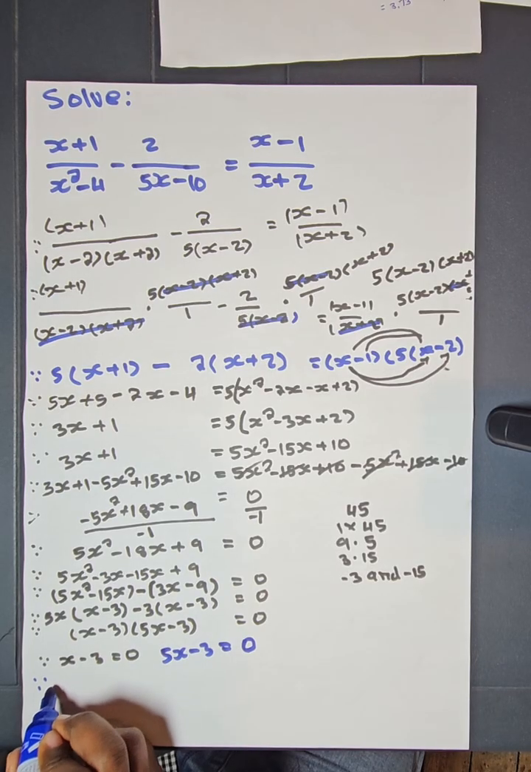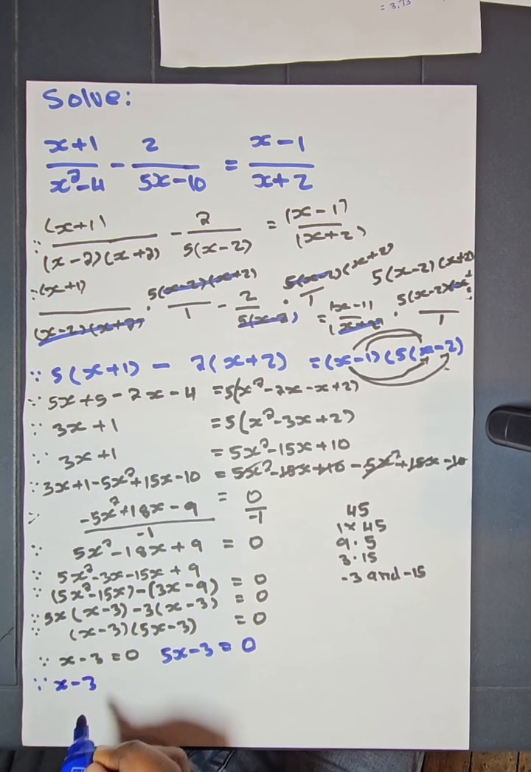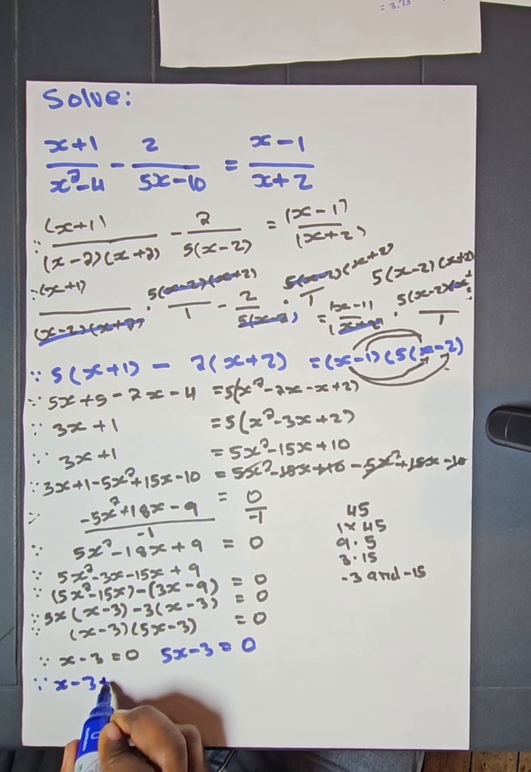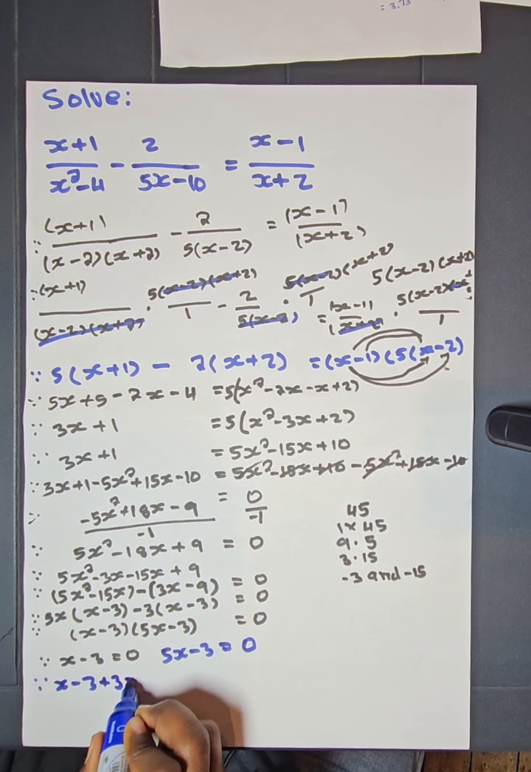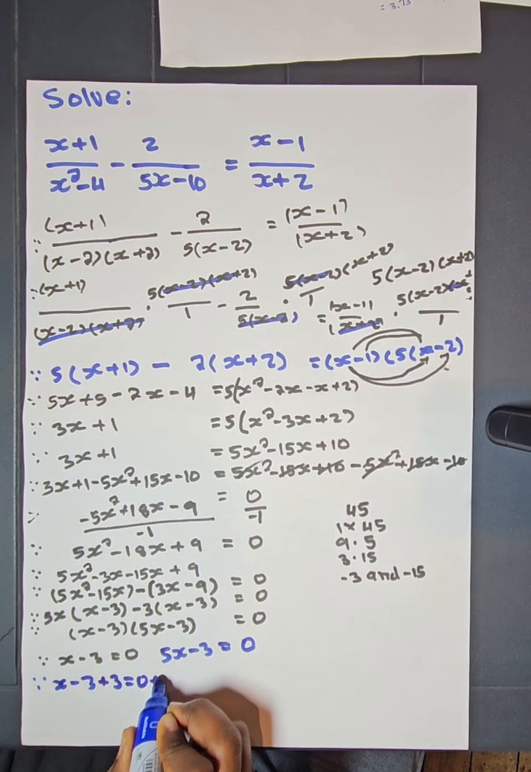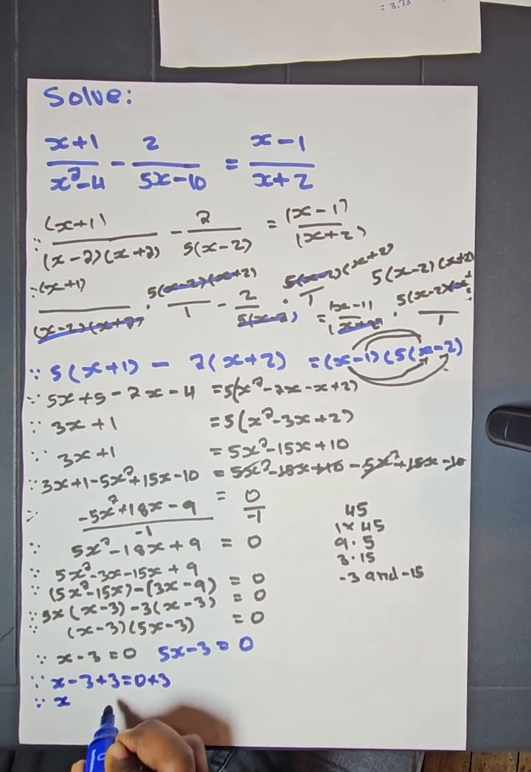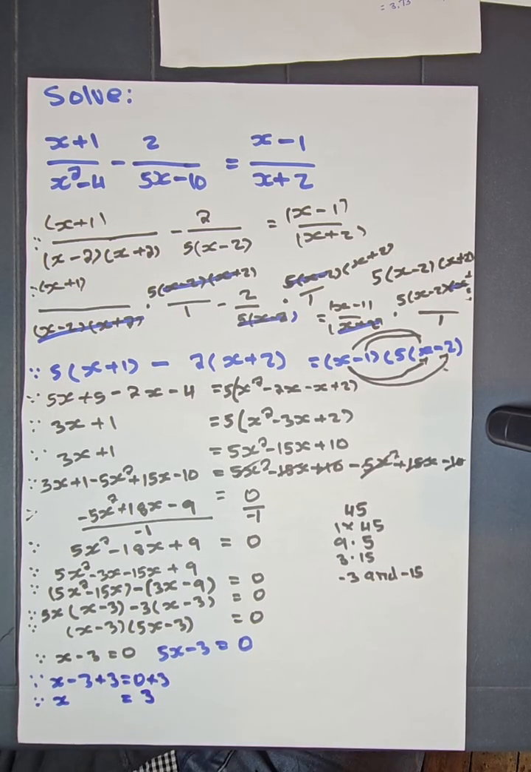X minus 3, we need to get rid of this minus 3. We're going to therefore add 3, and we add 3 to the other side too. 0 plus 3. This simplifies the left side to x, and the right hand side simplifies to 3. Okay, the first factor gives us the value of x equal to 3.